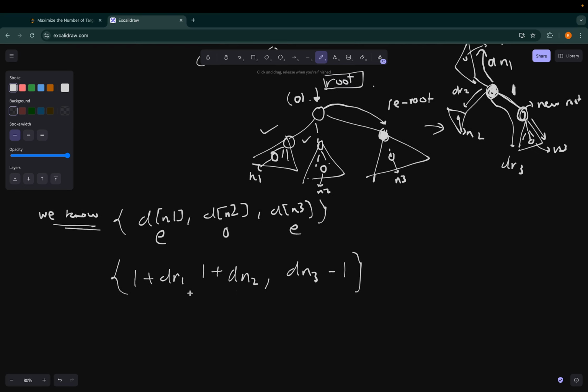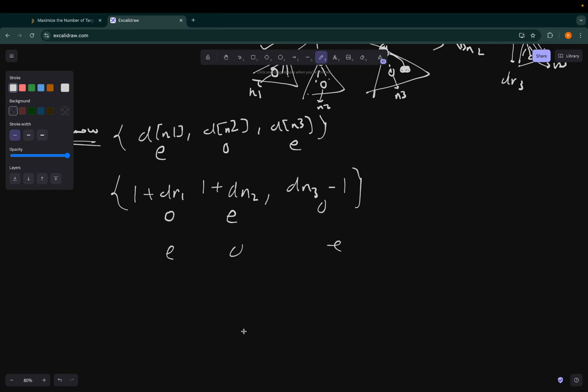So what happened to the parities of the distances? All the parities will get flipped. This was an even number, this will become an odd number. This was odd, this will become even. This was even, this will become odd. So all the parities got flipped. Now let's say I want to reroute the tree to some other node inside the subtree. The parities will get flipped again. It will again become even, odd, even, and this cycle will continue for any node.